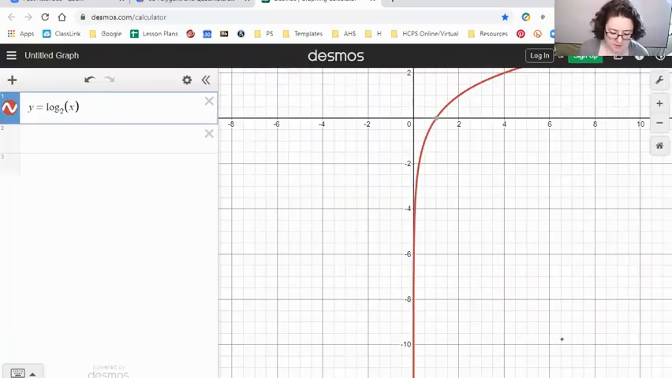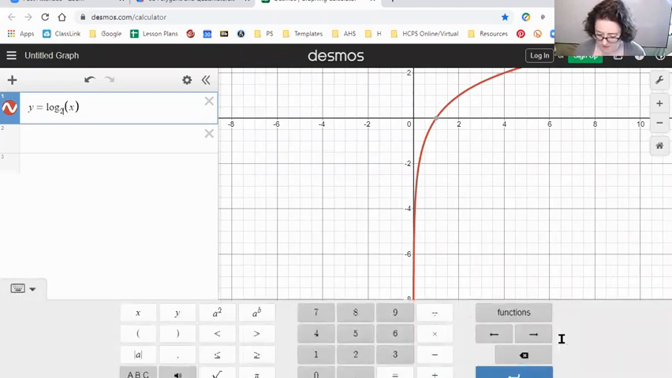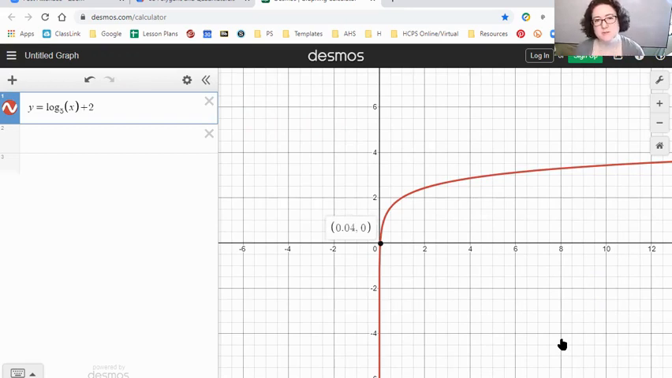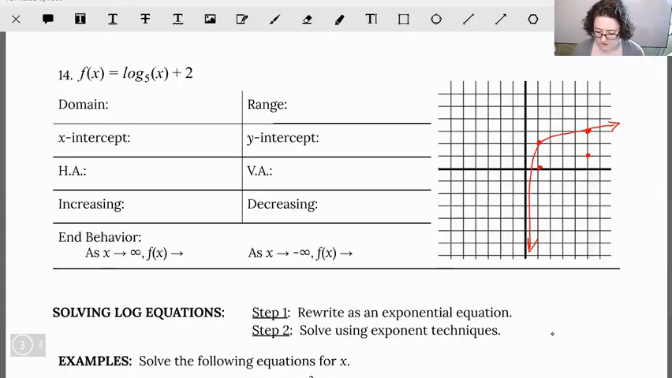Alrighty, so I'm just going to go ahead and change my base. So again, we were at base 5, and then we were looking at plus 2 on the end. Nice thing about Desmos, again, as soon as I click on that graph, my x-intercepts and y-intercepts will pop up for me. So clicking on that, I'm at 0.04, a very, very small value. Alrighty, so let's write that in. So that guy is hitting at 0.04.